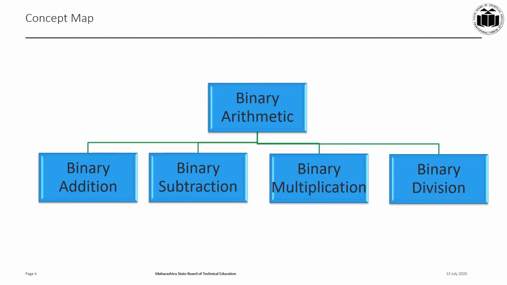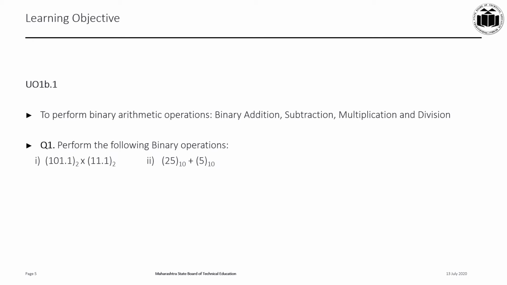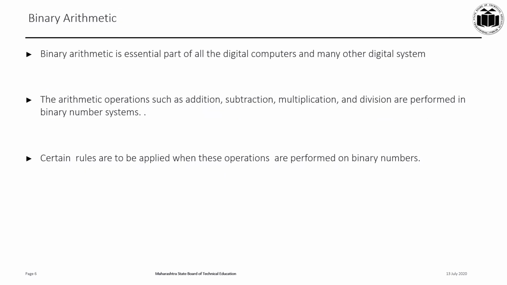Let us see the concept map. In binary arithmetic, there are four operations: binary addition, binary subtraction, binary multiplication, and binary division. The learning objectives are to perform binary arithmetic operations such as binary addition, binary subtraction, binary multiplication, and binary division. Binary arithmetic is a very essential part of the digital computers and number of digital systems. There are certain rules which we need to apply when we are performing the arithmetic operations such as addition, subtraction, multiplication, and division on the binary number system.